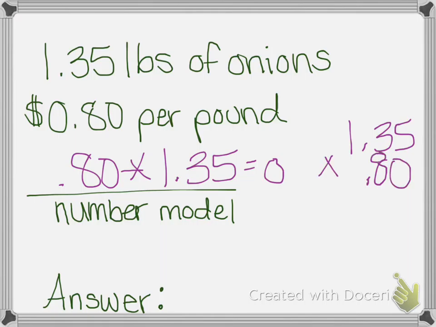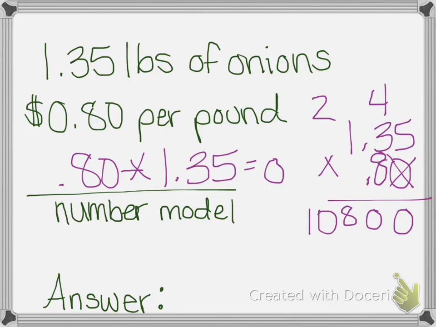So again, since we have the 0, we know all of them would be 0. 0 times 5 is 0, 0 times 3 is 0, 0 times 1 is 0. So we don't actually have to write it down. However, since we're moving on to the 8, we have to add our 0. 8 times 5 is 40. 8 times 3 is 24, plus 4 is 28. 8 times 1 is 8, plus 2 is 10.